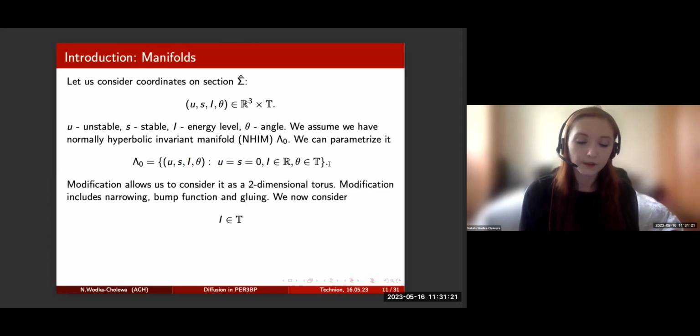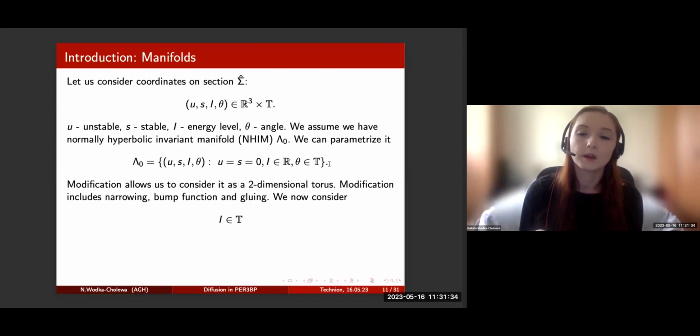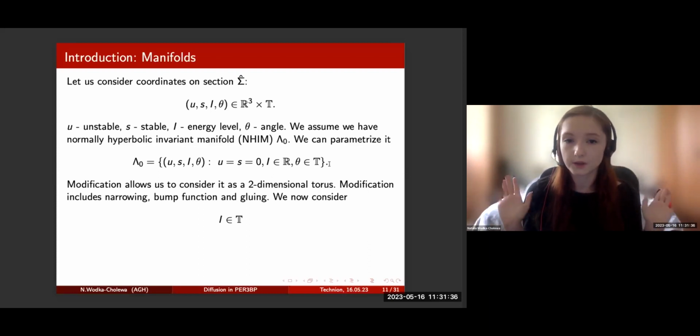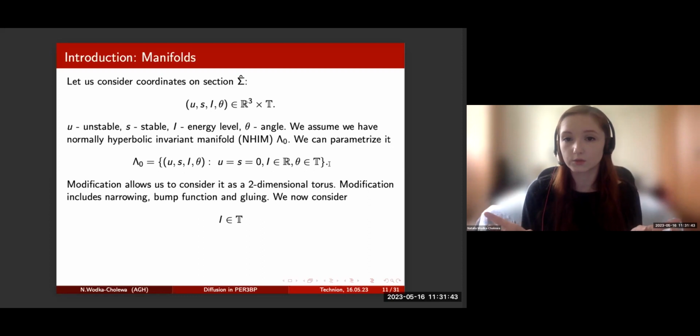And after some modification, not really, it's more of a technical thing. You can consider this lambda 0 as a 2-dimensional torus. So the modification includes some narrowing. So I will be now from 0, 1. You can use some bump function and glue together something that I will show later, how you can glue it.